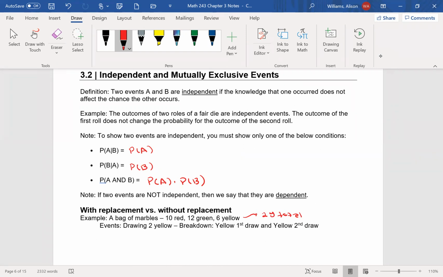That's the difference between replacement versus without replacement. So in this scenario, it would make sense that it's without replacement. I'm holding both marbles in my hand at the end. So in that case, the probability of drawing a yellow the first time in the first draw is going to be 6 out of 28. That's just the probability of drawing a yellow in general, 6 out of 28.